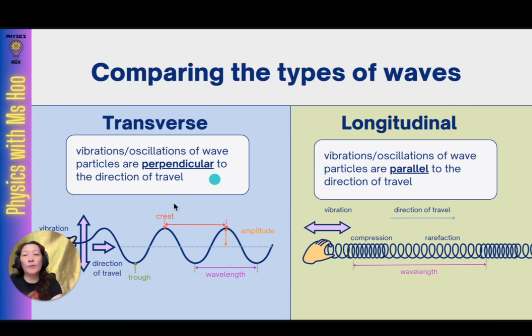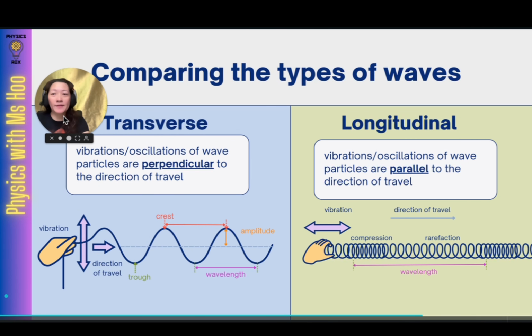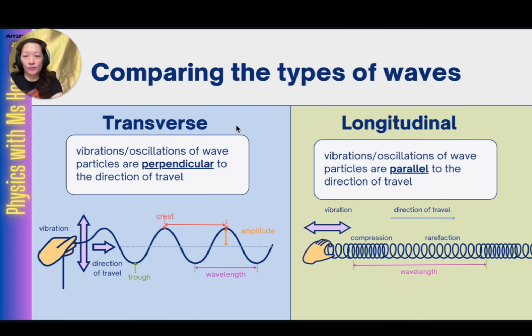So now that we know about transverse and longitudinal waves, let's have a quick summary that compares the two. Transverse waves are waves where the vibrations or oscillations of the wave particles are perpendicular to the direction of travel, and as shown in this diagram, the key phases are the crest and the trough. You can measure the amplitude and wavelength as shown in this diagram.